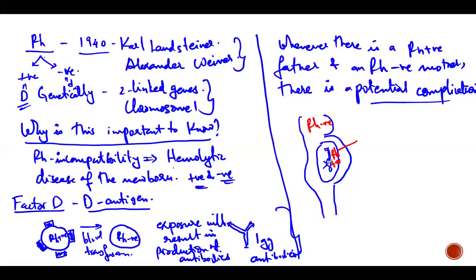So what I'm saying is feto-maternal hemorrhage, blood leaking from this particular fetus, which is Rh positive, into the mother, which is Rh negative. This may not happen in the initial part of the pregnancy, and it may happen towards the end of the pregnancy, but it is definitely guaranteed when you have to push out the baby and the baby is born. At that time, there will be some fetal blood going through the torn placenta into the mother.